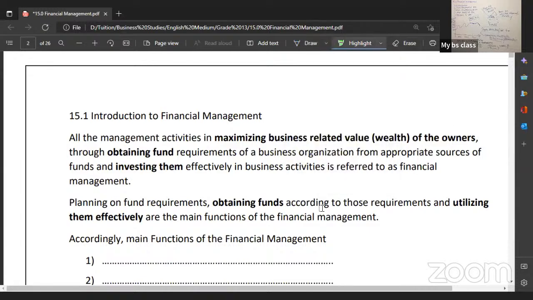All the management activities in maximizing business related value or the wealth of the owners, through obtaining fund requirements of a business from the appropriate sources.